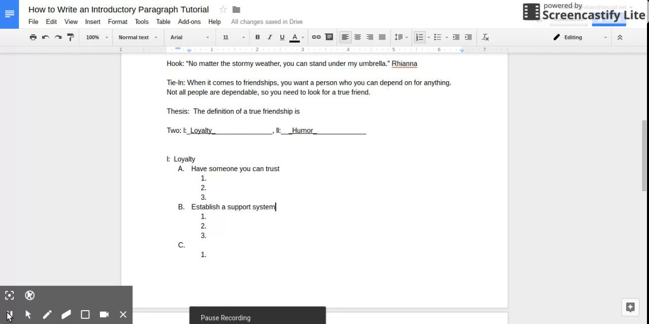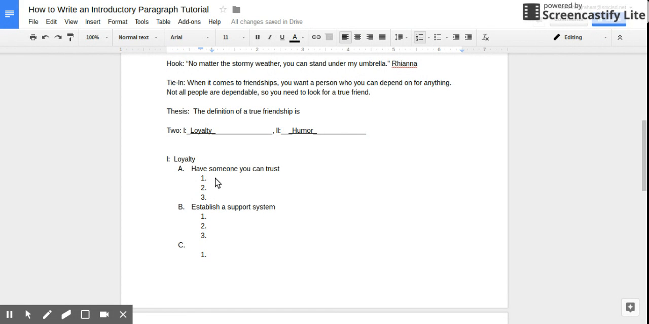Now that I have both of those in place, what I'm going to do next is go up here to my A, and I'm going to ask myself the same question. But instead of things, I'm going to replace it with have someone you can trust. So, what are 3 reasons why it's important to have someone you can trust?